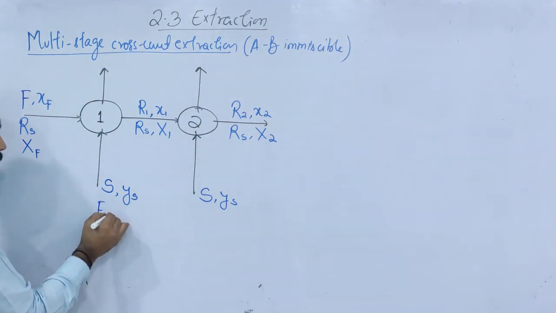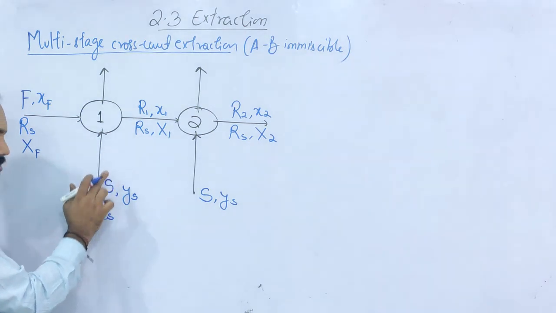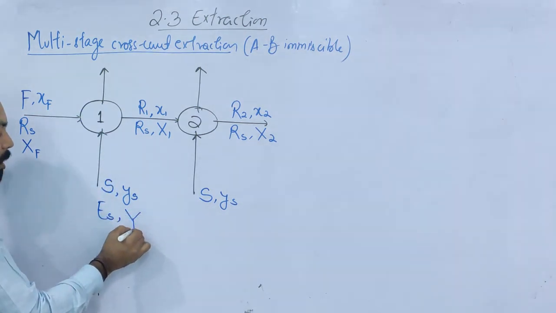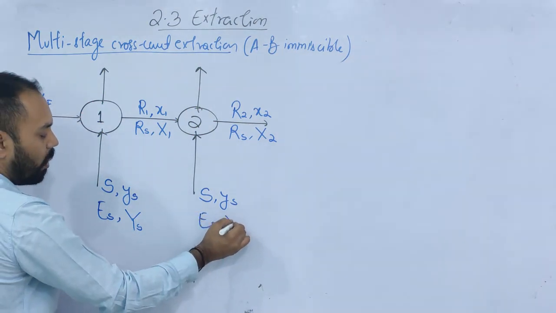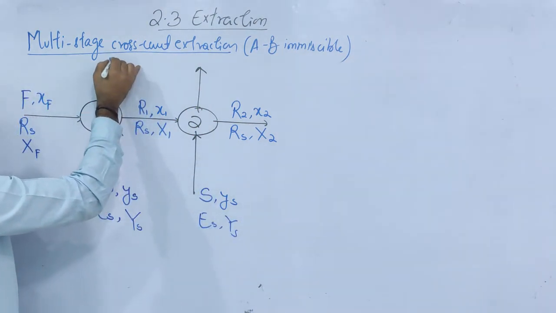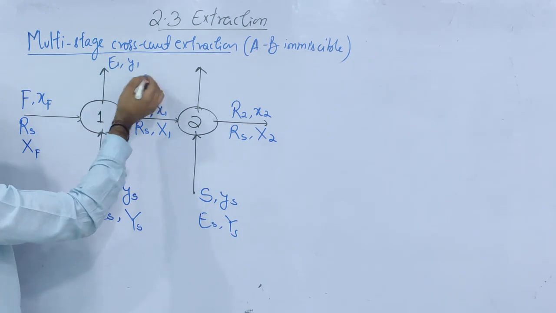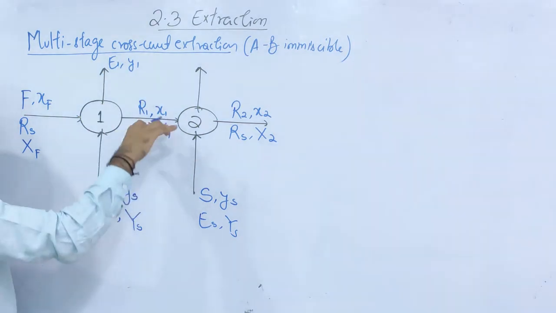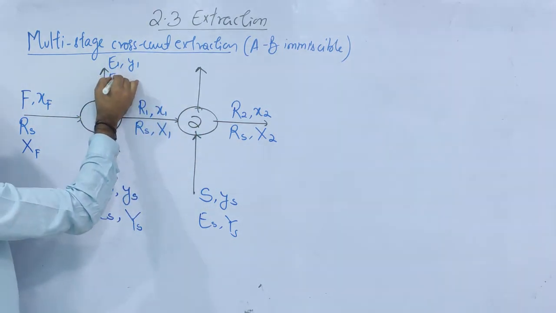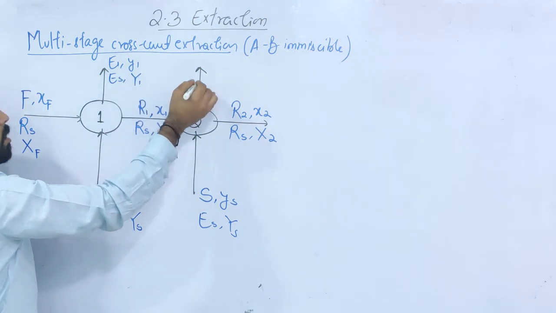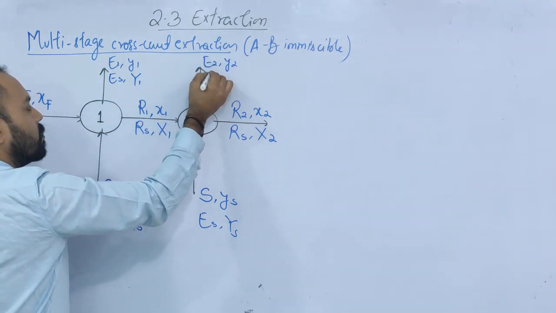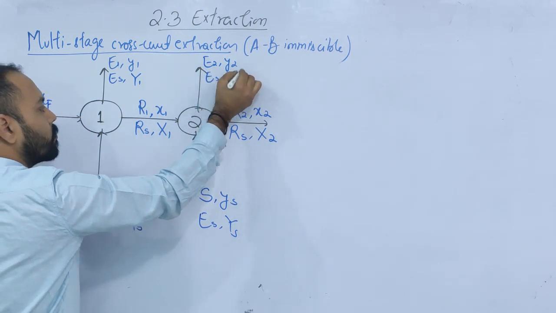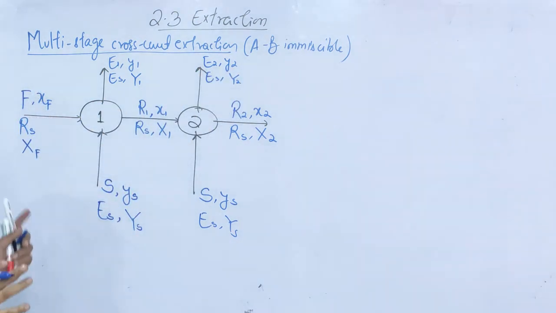Also, suppose ES is the flow rate of only B, the solute free flow rate, and capital YS is the mass ratio of the solute. So this is also ES, and YS, let us call this as E1, Y1. I'm writing these things in pair. You should always remember which two you can multiply and which two you cannot multiply. ES capital Y1, and this one is E2, Y2, and ES capital Y2. Fine. Now this is the problem.